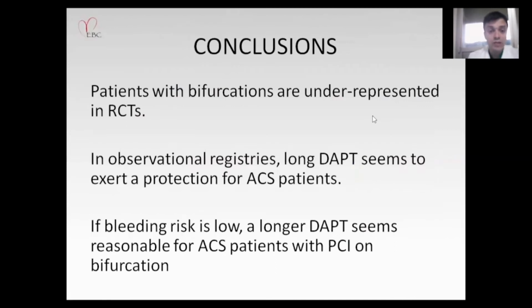So the conclusion is that we know that patients with bifurcation are underrepresented in randomized controlled trials. In observational registries, even after adjustment for confounders, long DAPT is seen to exert protection in ACS patients, but it does not exert protection in chronic coronary syndromes. So if the bleeding risk is low or acceptable, a longer DAPT seems to be reasonable for ACS patients treated with PCI on bifurcations.